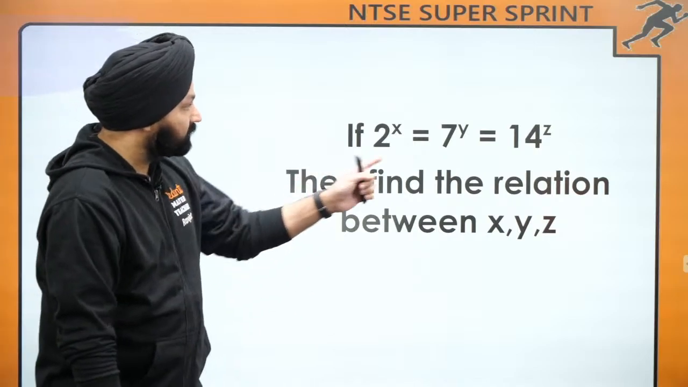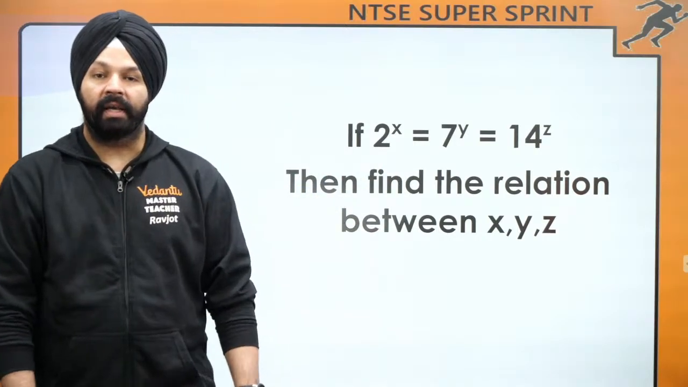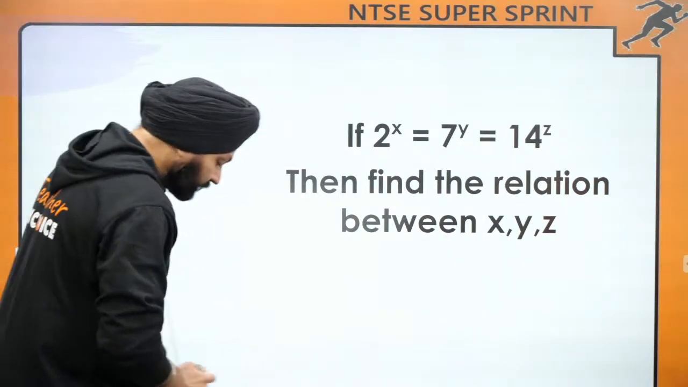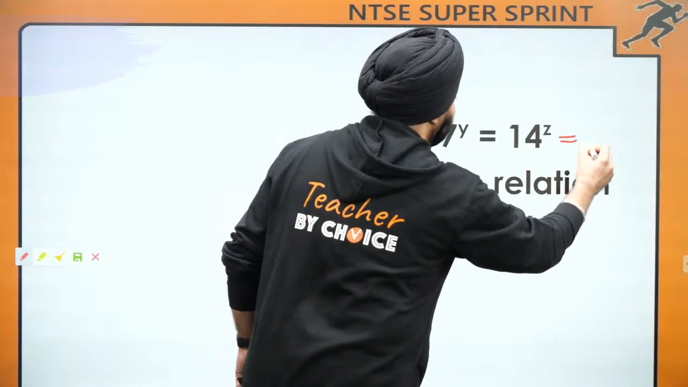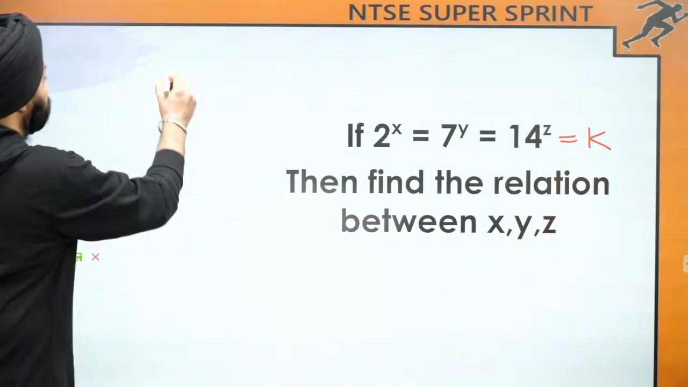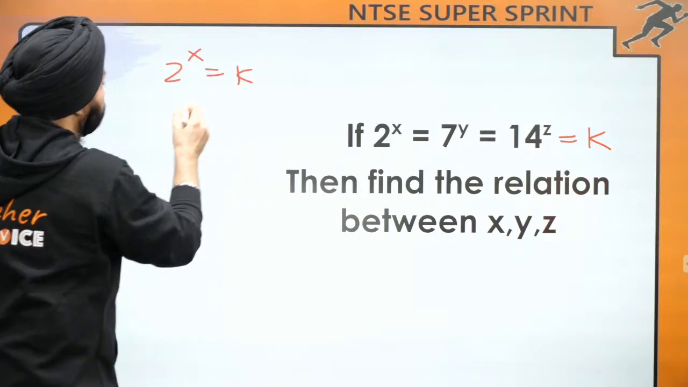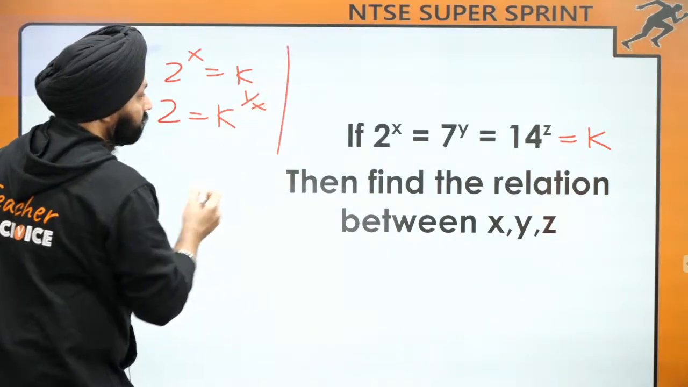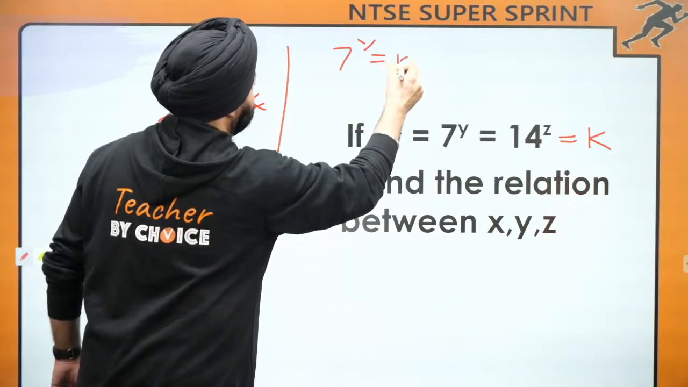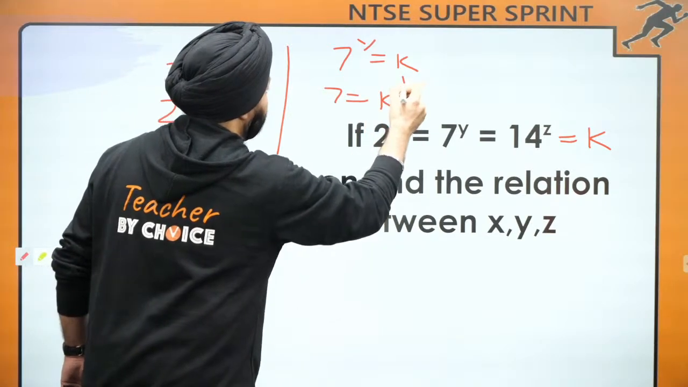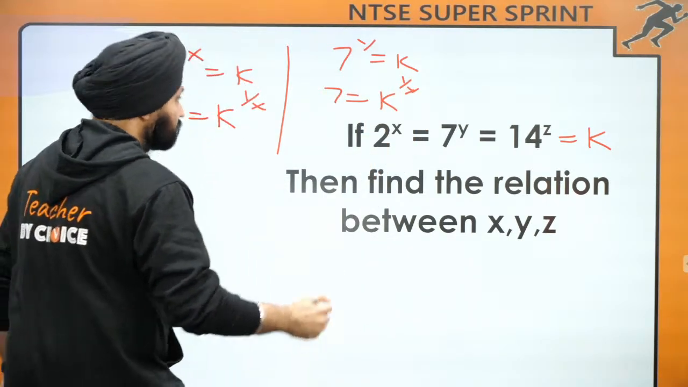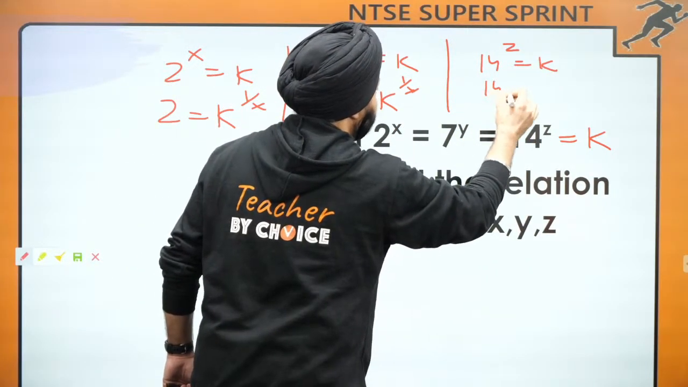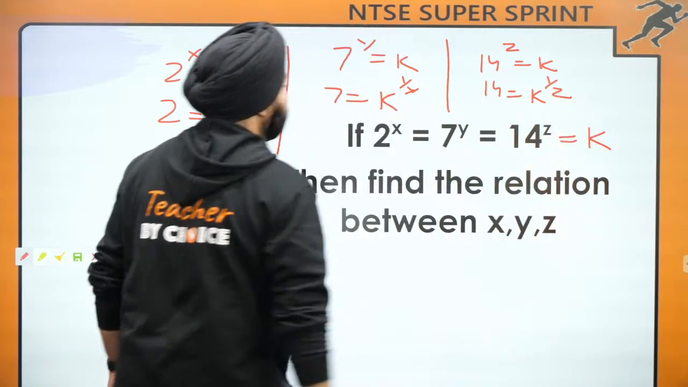Now the statement says, if this is the case, what is the relation between x, y and z? So let's proceed. Now as these three are equal, I am supposing they are equal to k. So 2 raised to power x is equal to k. That means 2 is equal to k raised to power 1 by x. Similarly, 7 raised to power y is equal to k, so 7 equals k raised to power 1 by y. Similarly, 14 raised to power z is equal to k, so 14 equals k raised to power 1 by z.